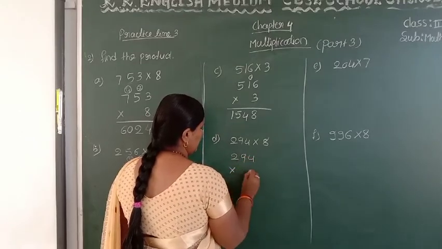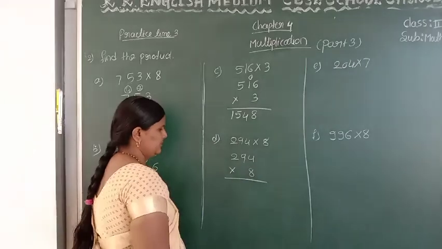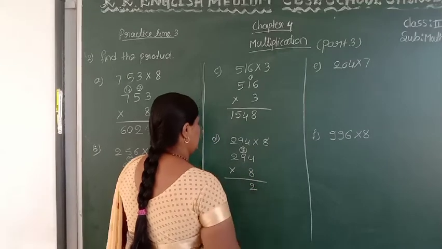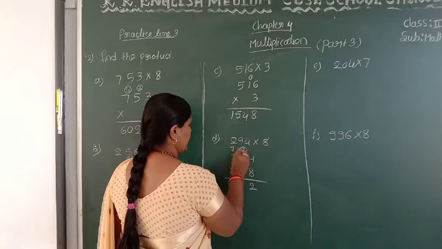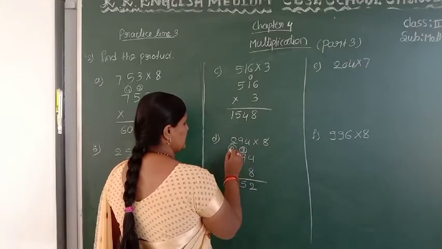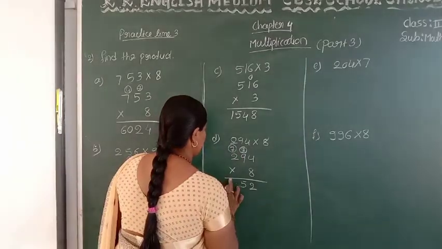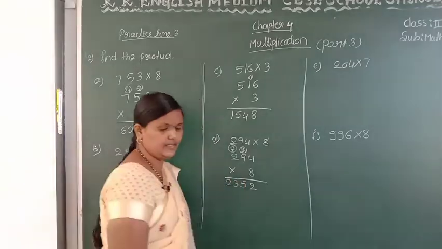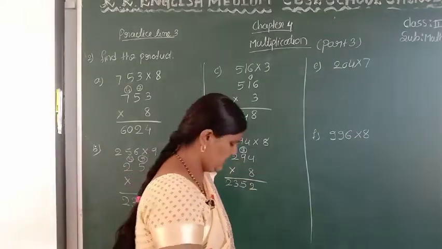Next, D1, 94 into 8. Here 8 into 4, 8 4s are 32. Now next, 8 9s are 72, 72 plus 3 is 75, write 7 and write here 5. 8 2s are 16, 16 plus 7 is 23. Answer is 2352.